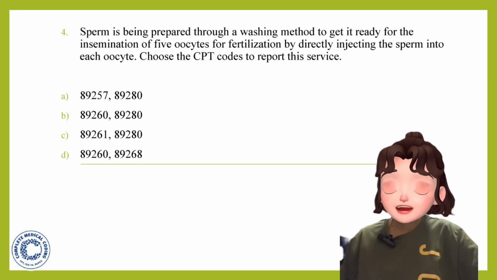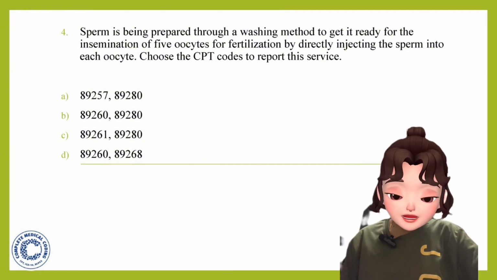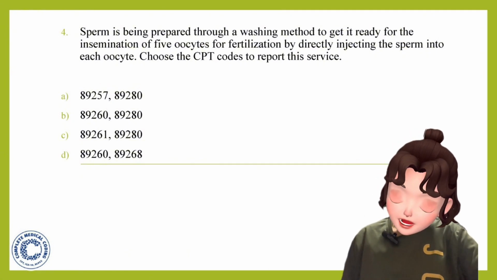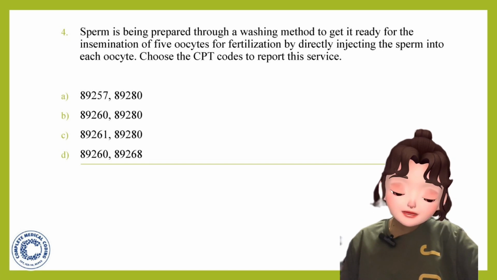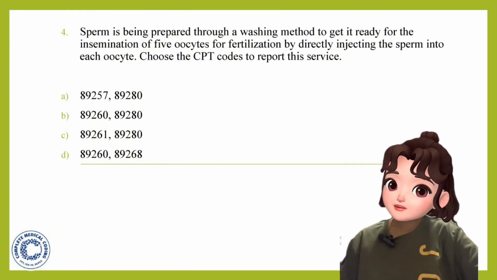What is option C? 89261. Anyway, we got 89260 as the initial code. Still check what is 89261. Same, sperm isolation complex preparation. Example, Percoll gradient, albumin gradient. Now this is sperm washing only, which is the correct code as 89260.